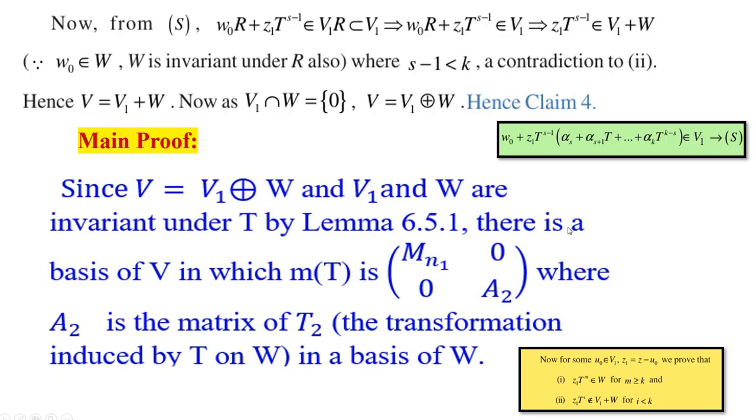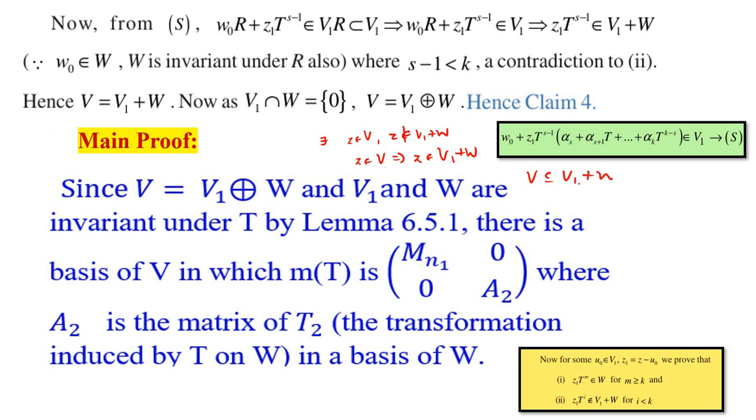This is a contradiction to statement 2. What is statement 2? Z1 T power I cannot be a member of V1 plus W for I less than K. But you have got this to be a member of V1 plus W with S minus 1 less than K. So that's a contradiction to statement 2. Why did this contradiction arise? Because we assumed that there exists one Z in V, Z not in V1 plus W. So Z belonging to V should imply Z belonging to V1 plus W. So V is contained in V1 plus W.